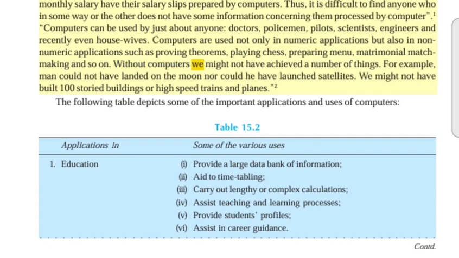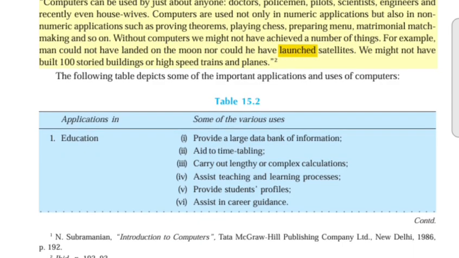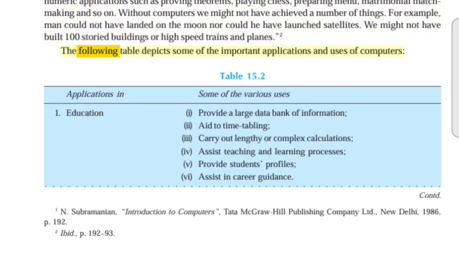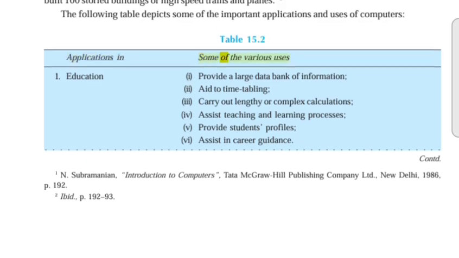Without computers we might not have achieved a number of things. For example, man could not have landed on the moon nor could he have launched satellites. We might not have built 100-storied buildings or high-speed trains and planes. The following table depicts some of the important applications and uses of computers. Table 15.2 Applications in some of the various uses.